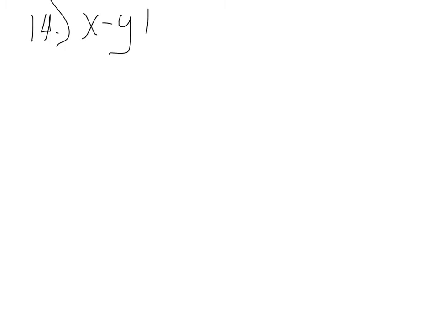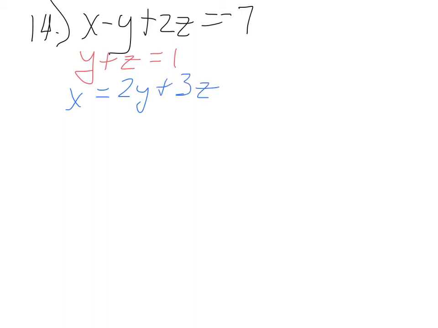X minus y plus 2z equals negative 7. Red is y plus z equals 1. And my blue equation on the bottom, x equals 2y plus 3z. Interesting that they tell you to do this using elimination, because they've already created a situation where they're setting up an x for you.